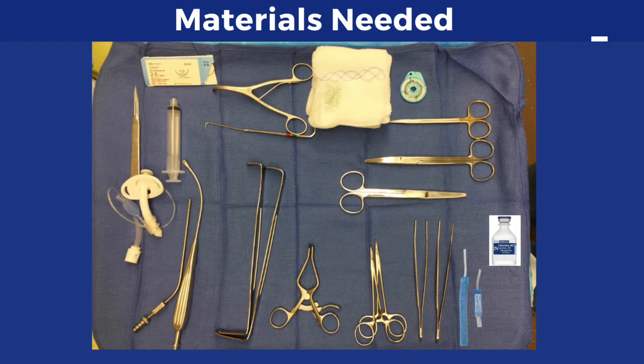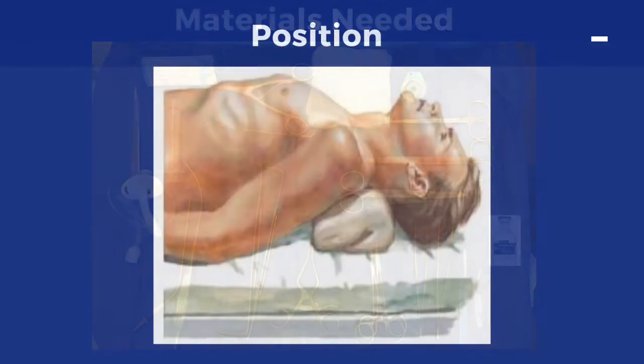Materials needed are scalpel blade with holder, forceps, retractors, scissors, cautery, suction, gauze pad, needle and suture, tracheostomy tube with ties, local anesthetic, and syringe.